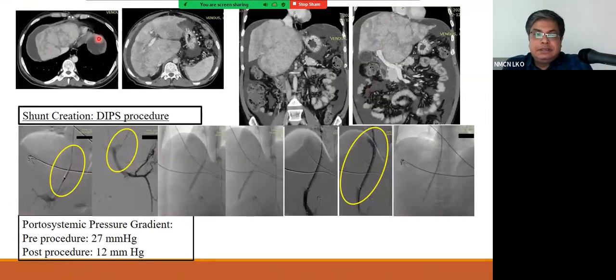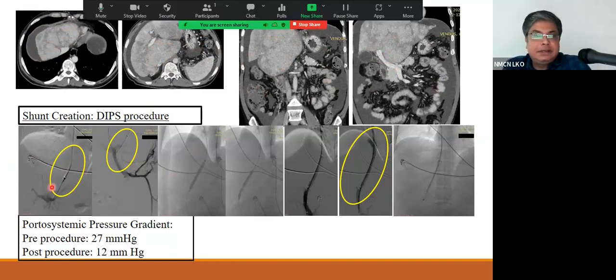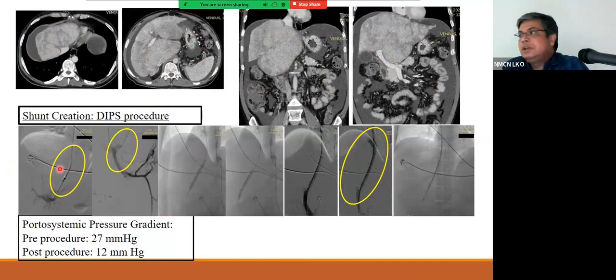So here on these CECT images, we can see there is attenuation of all hepatic veins and massive ascites, heterogeneous liver parenchymal enhancement, massive caudate lobe hypertrophy, perigastric collaterals, and prominent patent portal vein. Here again, we can see in the region of the hepatic vein confluence, the hepatic veins cannot be visualized. So this patient was taken up in view of non-visualization of hepatic veins. This patient was taken up for DIPS procedure.